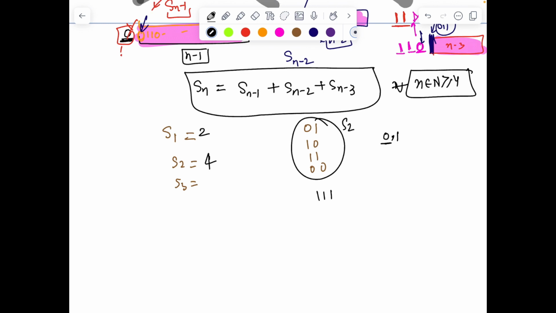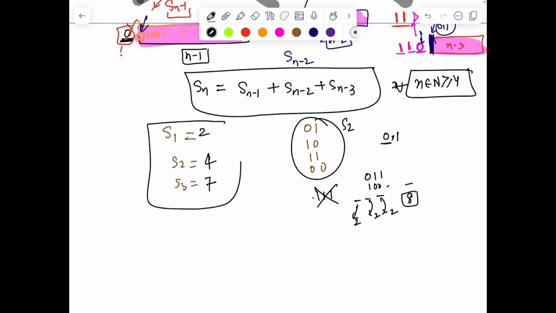And what about S3? In S3, apart from 1 1 1, will anything work? Of course it works. So we have basically 2 choices to put 0 or 1, 2 choices to put 0 or 1, 2 choices to put 0 or 1. So we have a total of 8 choices. Out of 8 choices, 0 1 1, 1 0 0, whatever works except 1 1 1. So it will be 7.